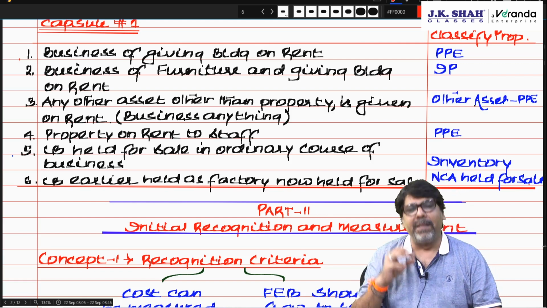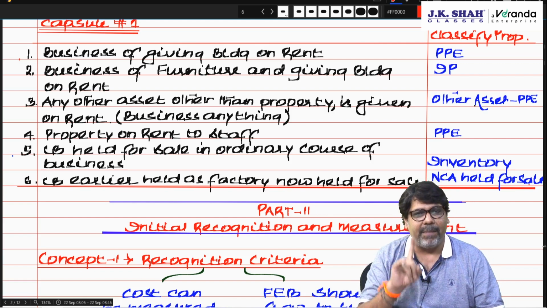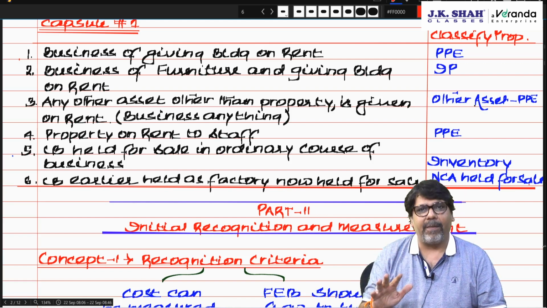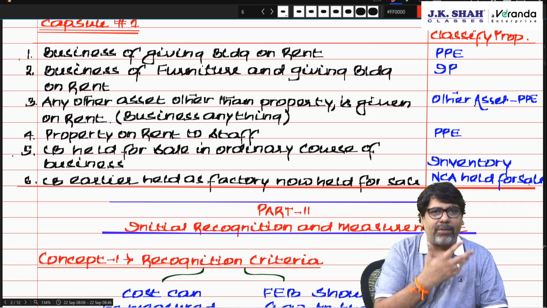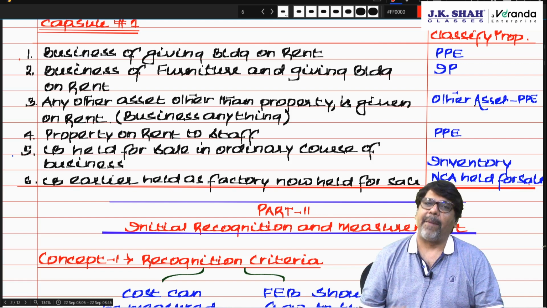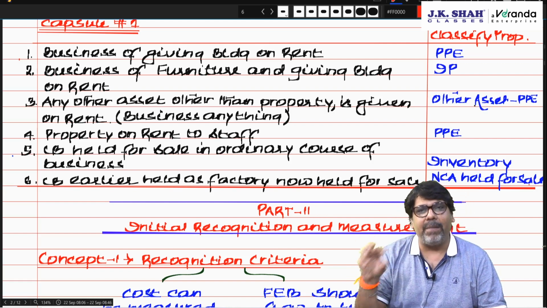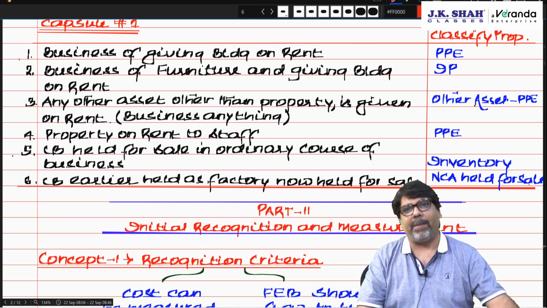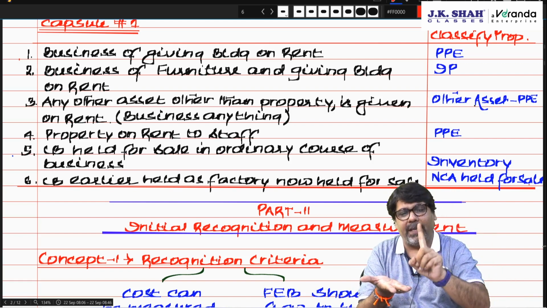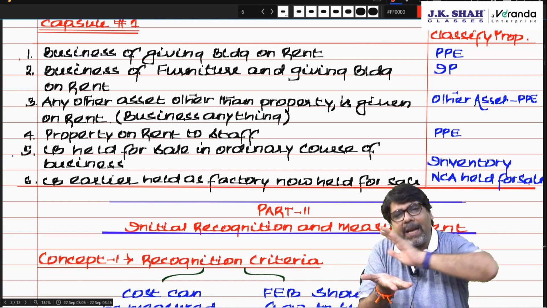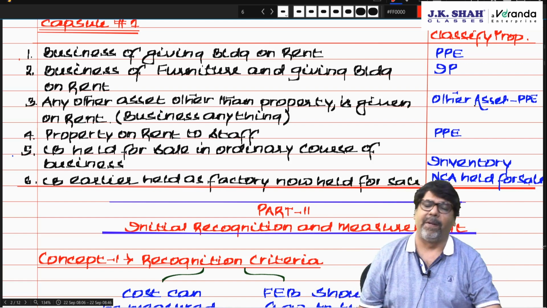If I have got a business of renting out property, then it's a different issue, then I'll classify the building as PP. But if I've got a separate business, say of furniture, or I'm a commission agent, or I'm a stockbroker, or I'm a teacher, I'm a manufacturer of bottles, and then I have got a building which I've given on rent, then that building would be classified as investment property. That means if my business is renting out, then the building is PP. If the business is something else, but I'm renting out a property, then that property would be treated as investment property. Very good.